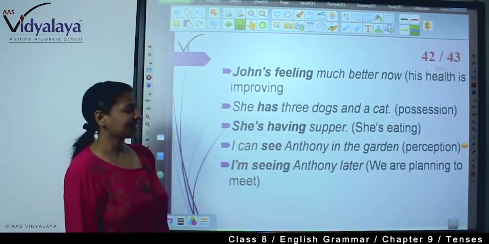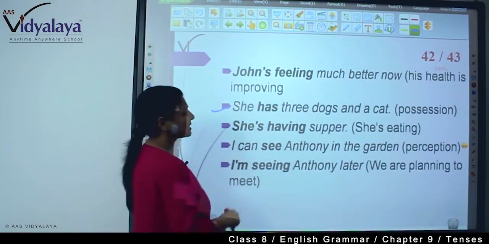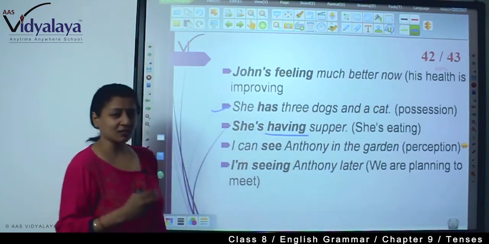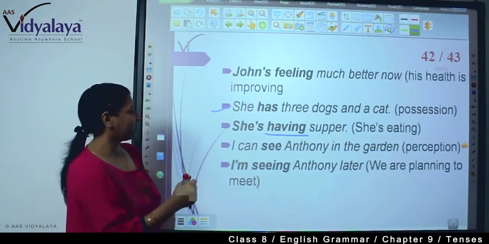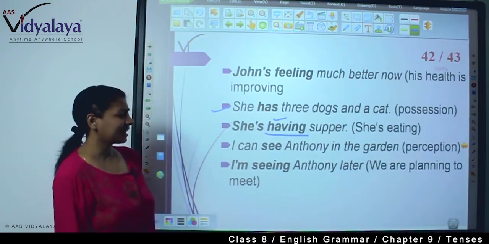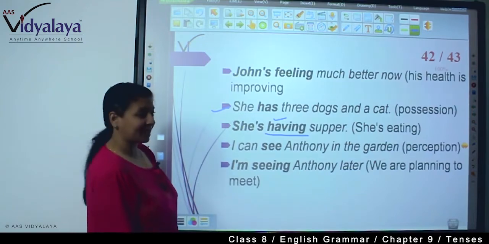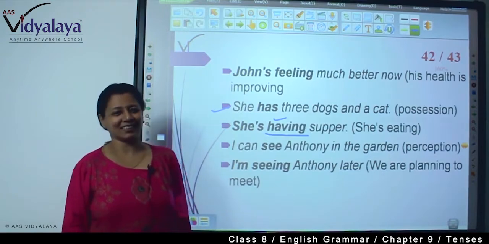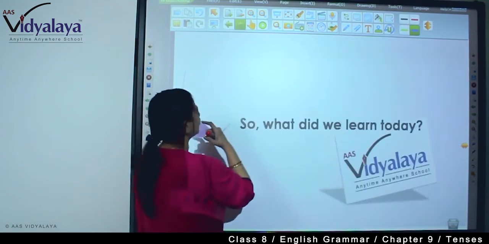She has 3 dogs and a cat. Here it shows possession. But if we write, she is having supper, that means she is eating, she is having some meal. So here, with having, its meaning is changed. I can see Anthony in the garden. This is perception. But if I write I am seeing Anthony later, that means we are planning to meet Anthony. You see, there are some exceptions also in present continuous tense.